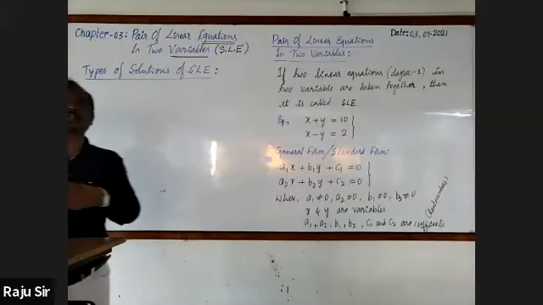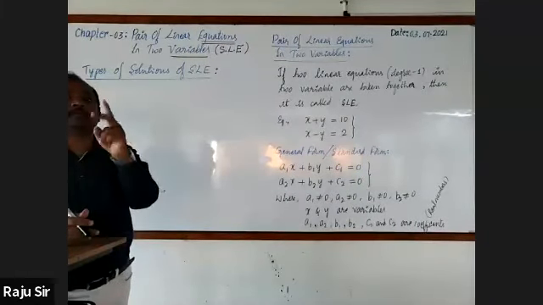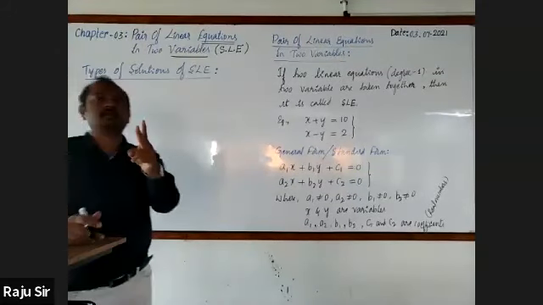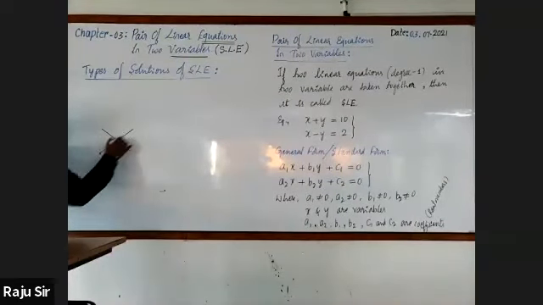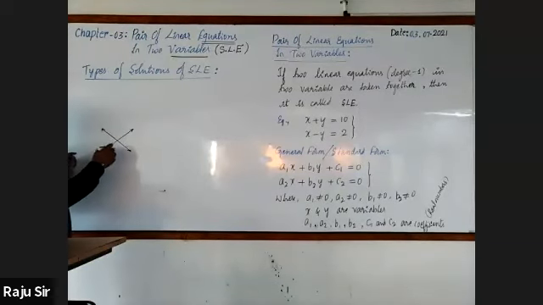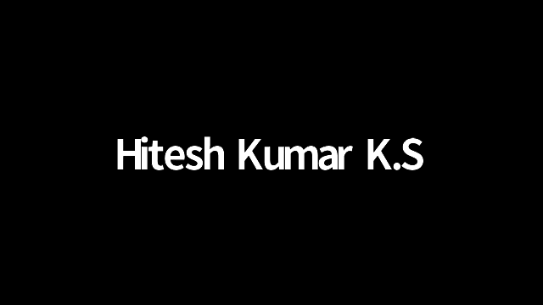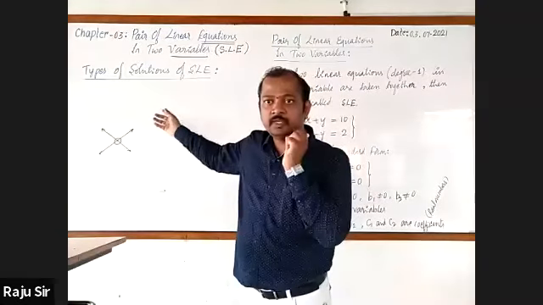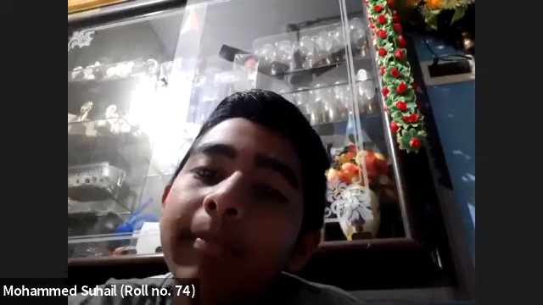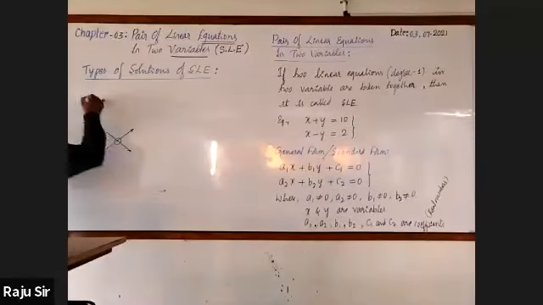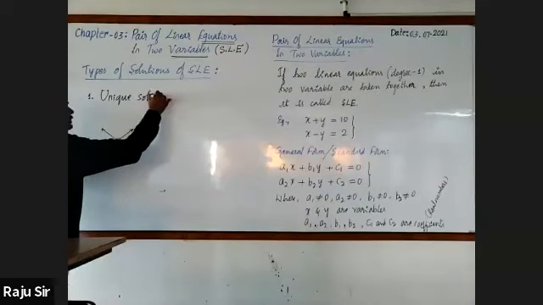Listen. As I said, the graph of a linear equation in two variables is a straight line. If I take two such linear equations, you will get two lines, and these two lines may intersect each other. How many points of intersection are available? Only one. That means a pair of linear equations in two variables has a unique solution. This is the first type. You can write with me: unique solution.